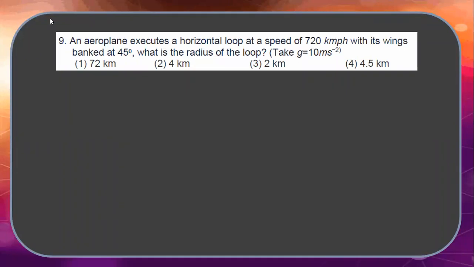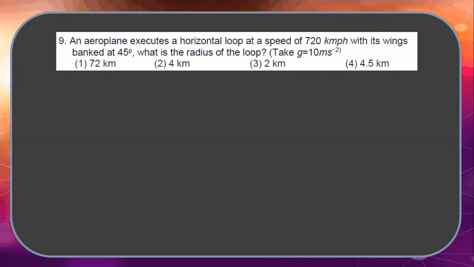We'll start. An airplane executes horizontal loop at speed of 720 kilometers per hour with its wings banked at an angle of 45 degrees. What is the radius of the loop?